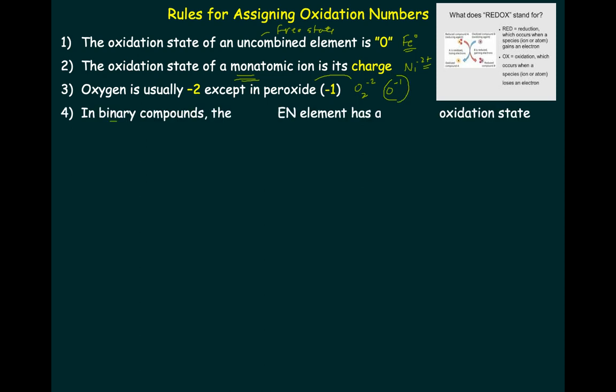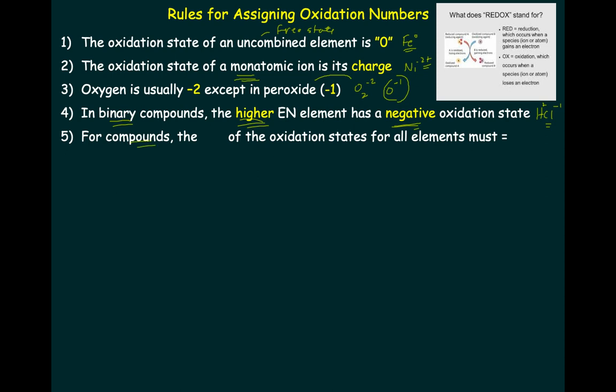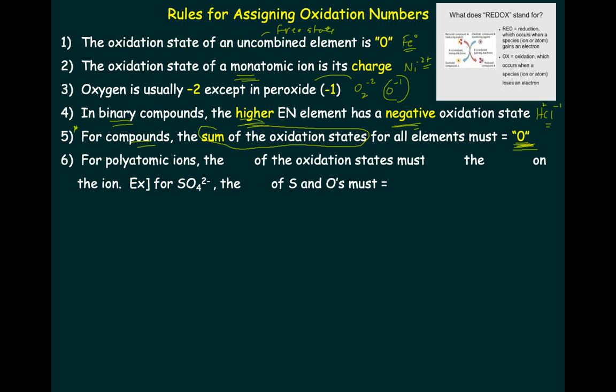All right. In a binary compound, again, binary compounds have 2 elements in them, the element with the higher electronegativity has the negative oxidation state. That's important to know. So if you have a sample like HCl, Cl has the higher electronegativity. That's going to have the -1. This would be the +1. Okay, for any compound, the sum of the oxidation states must be 0. We know that from our formula units, when we did the unit on formulas and crisscrossing. Compounds must be neutral. That's something we need to know.